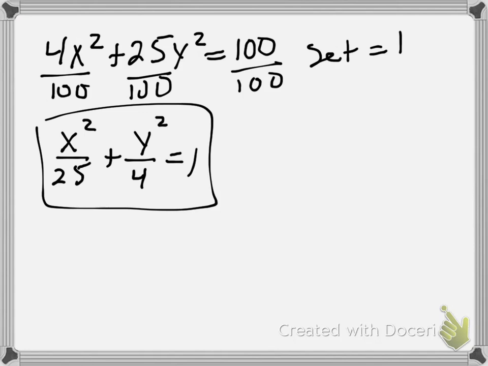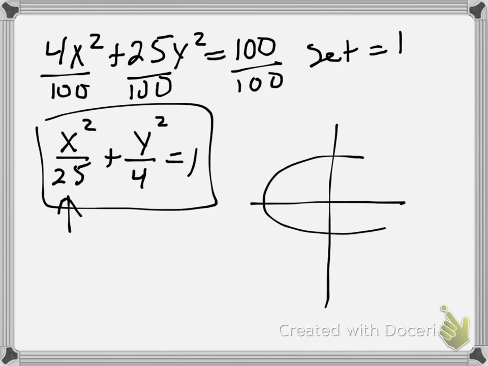Okay. Now we could go through and graph it. It just kind of depends on what you're trying to do. Larger number underneath my x, so this is definitely going to look like that. And it's going to go up to 5 and negative 5. For my y value, it's going to go up to 2 and to negative 2.